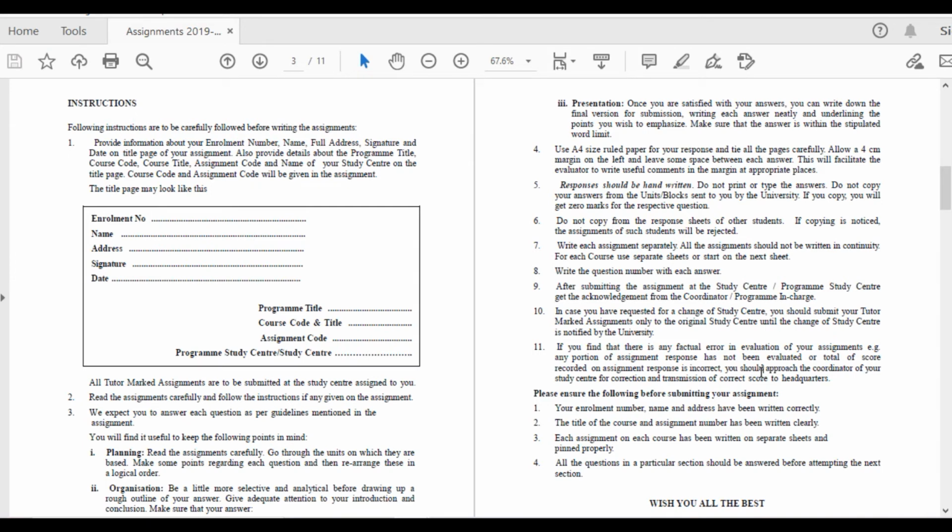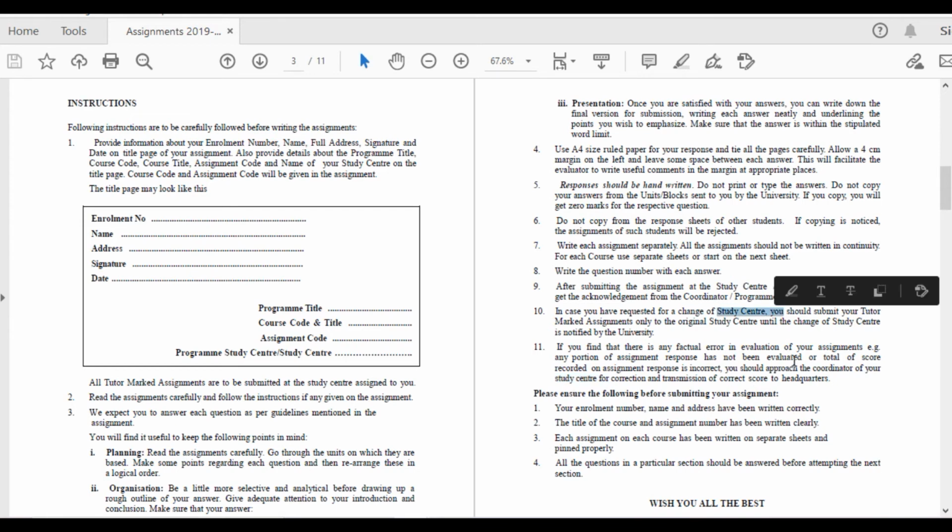If you find that there is any factual error in the evaluation, that means wrong marks are given, or maybe some sheet is missing, or the sheet has not been assigned marks, then you should quickly tell the coordinator of your study center, and the correct course score needs to be transmitted to the headquarters. After you inform the study center, they will recheck it and provide the marks on that moderator sheet that you have attached. Probably you will have to attach another sheet with the new scores.